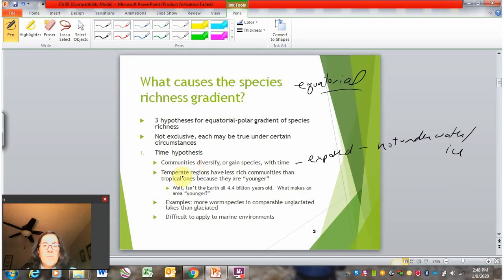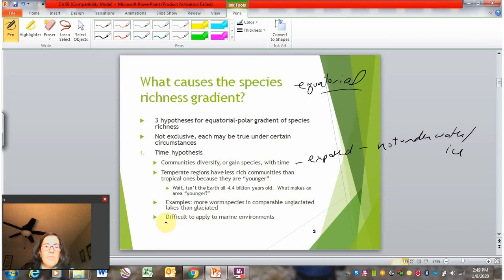For example, temperate regions have lower species richness than tropical ones because they were under ice more recently. In the last ice age, more of the temperate regions were covered in ice, while the equator was not. So there's been more time for equatorial regions to gain diversity. A specific example is in studies of worm species in lakes. They find that in unglaciated lakes, that is lakes that have not been covered in ice for a long time, there's more worm diversity than in lakes that still have glaciers on them.